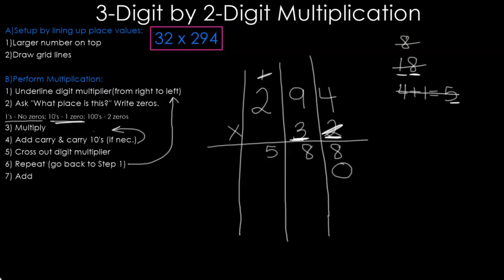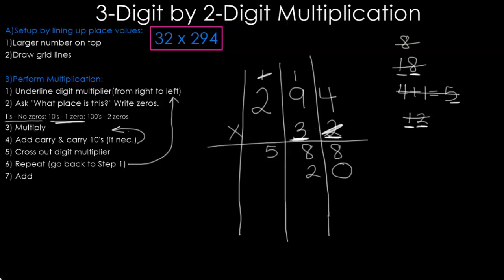And now we're on step 3, multiply. How do we multiply? From right to left. So 3 times 4, 3 times 9, and then 3 times 2. So let's start. 3 times 4. What's 3 times 4? 12. Are there any carries to add? No. Do we need to carry the tens? Yes. Because notice, this is in the ones place, this is in the tens place, right? So we write the ones and we carry the tens. Write the ones, carry the tens. Once we write it, we cross it out.